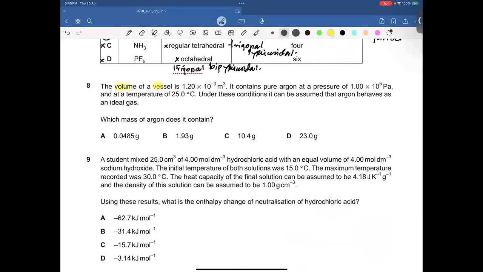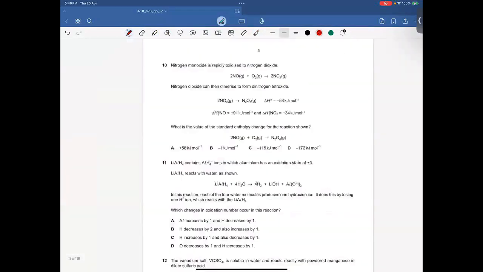Okay, the volume of a vessel is this. This volume already exists in meter cube, so we don't need to go for conversions. It consists of pure argon. Argon has an Ar of, I think, 40. Let me check with the periodic table.